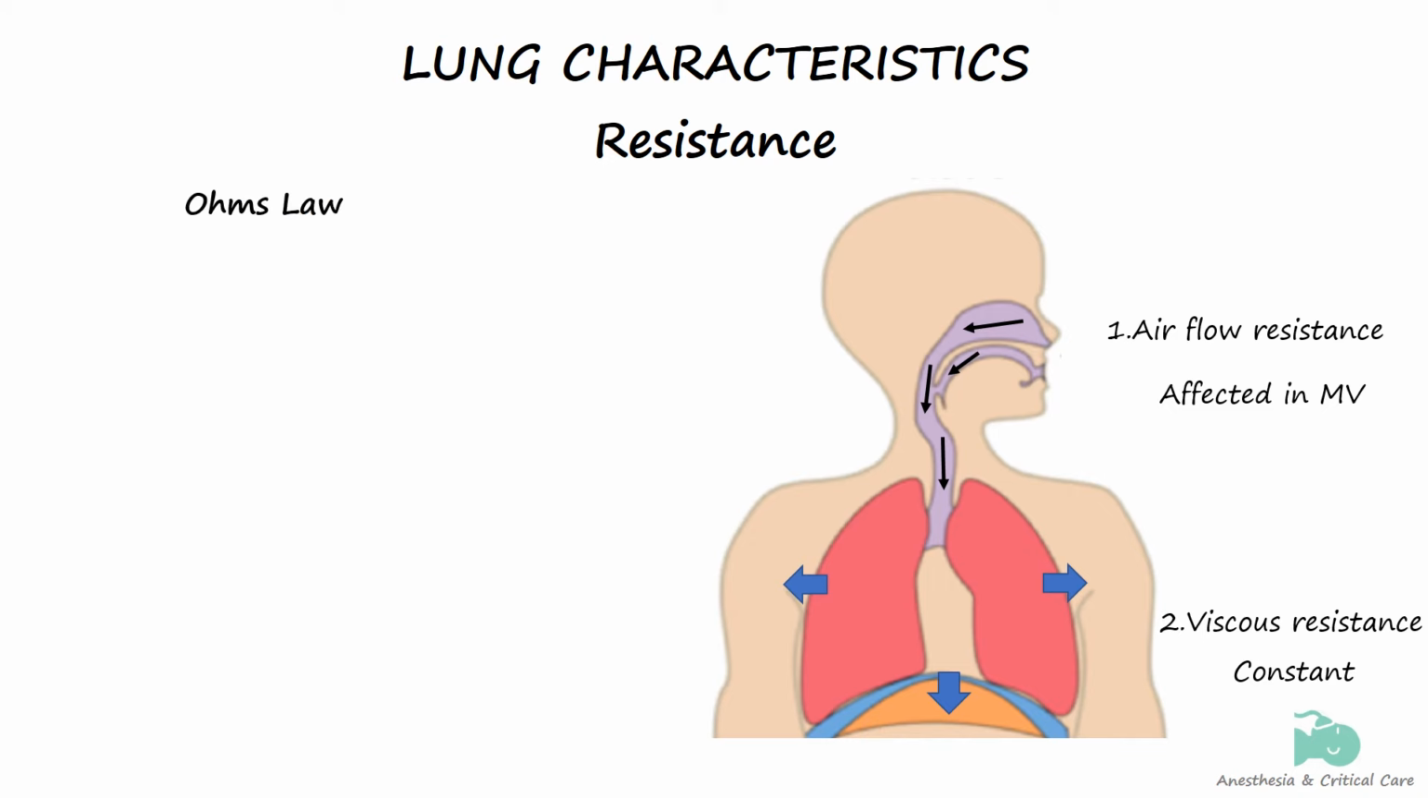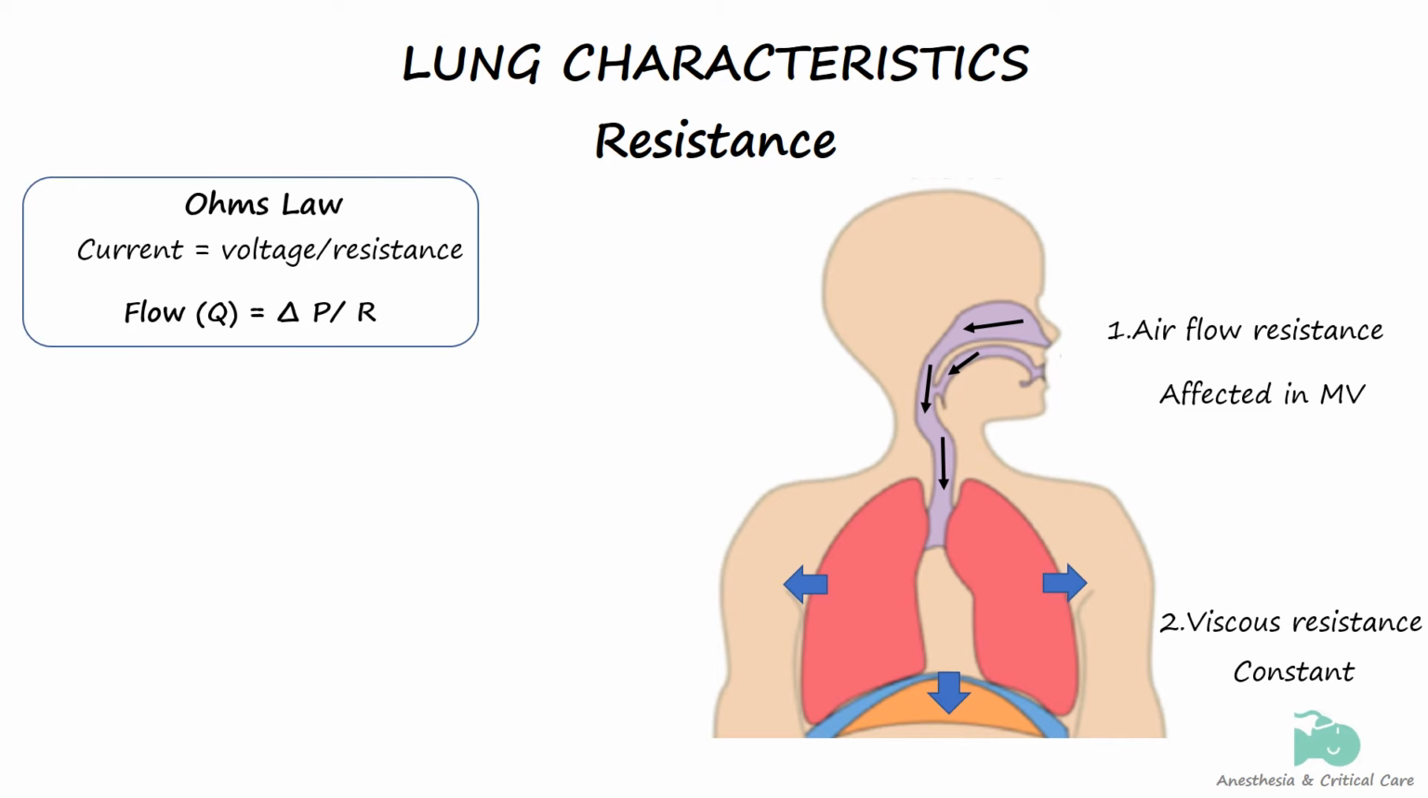Ohm's law usually refers to electrical circuits, in which current is equal to voltage divided by resistance. However, it can also be applied to describe the relationship between airflow, pressure gradient and resistance. The equation is, flow is equal to pressure gradient divided by resistance. This demonstrates that as resistance increases, the pressure gradient must also increase to maintain the same rate of flow into the alveoli.